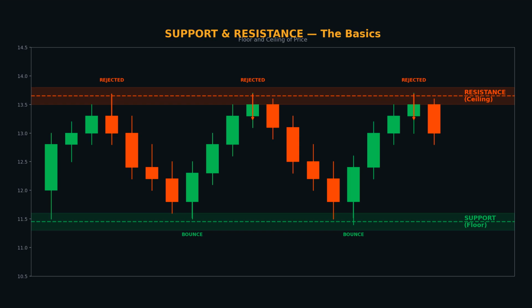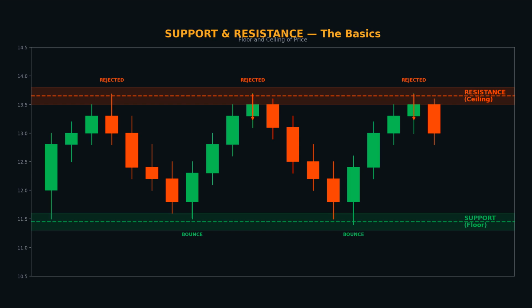Here's a simple example. Let's say a stock drops to $50 and then bounces strongly. Every trader who missed that bounce is now thinking, if it comes back to 50, I'm buying. Some of them set limit orders at 50, just waiting. So when price does come back to 50, all those orders activate, demand floods in, and price bounces again. That's support in action. It's not magic. It's just a lot of traders making the same decision at the same price.